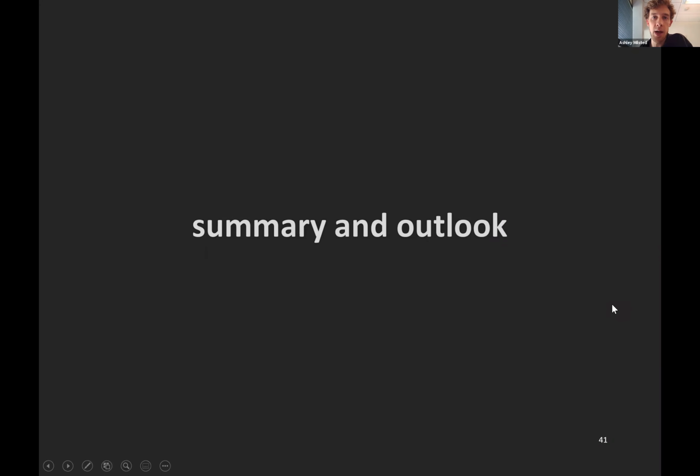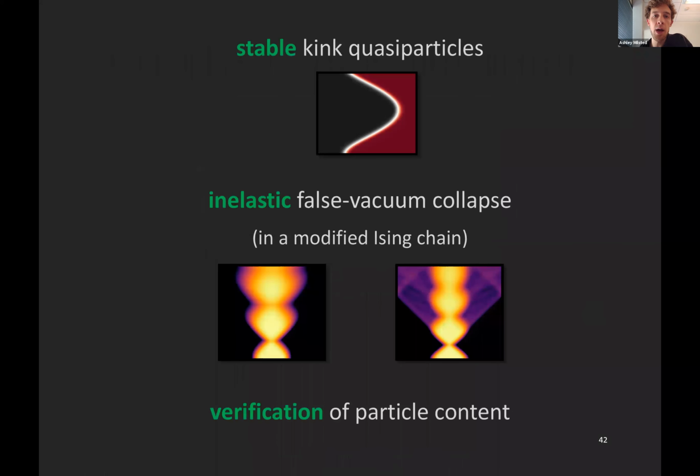Okay, so I've come to the end and I'm going to summarize. I've shown you that we can construct stable dressed domain walls or kink quasiparticles, and that they evolve roughly as expected if you include lattice effects in time. I've shown that we can simulate both elastic and inelastic collapse of the false vacuum, and that we can verify to some extent the particle content and what's happening during these scattering events in terms of numbers of particles being produced and what those particles are in terms of the eigenstates of the Hamiltonian.